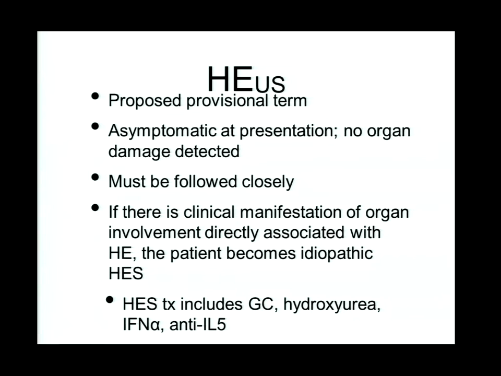But these patients, once you rule everything out, must be followed closely because they can present later on with other eosinophilic syndromes. So that's an important factor. Now, if this group of patients you follow through start having organ involvement associated with the eosinophilia, then they fall into the category of hypereosinophilic syndrome.